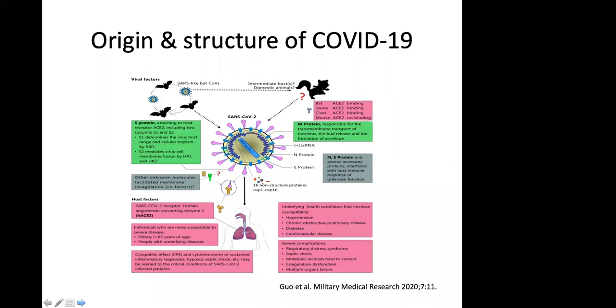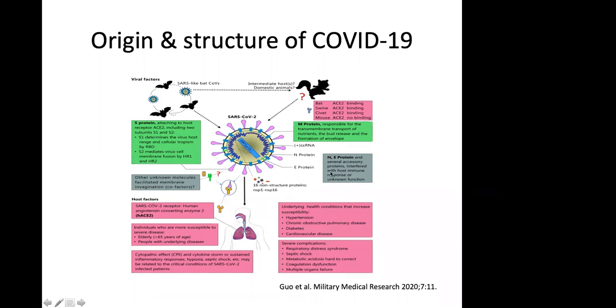Essentially, the virus has spike proteins on the surface. These are the spike proteins in lavender. And these spike proteins essentially attach themselves to the host receptor, ACE2, the angiotensin converting enzyme 2 receptors, and that's how they gain entry into the cells.